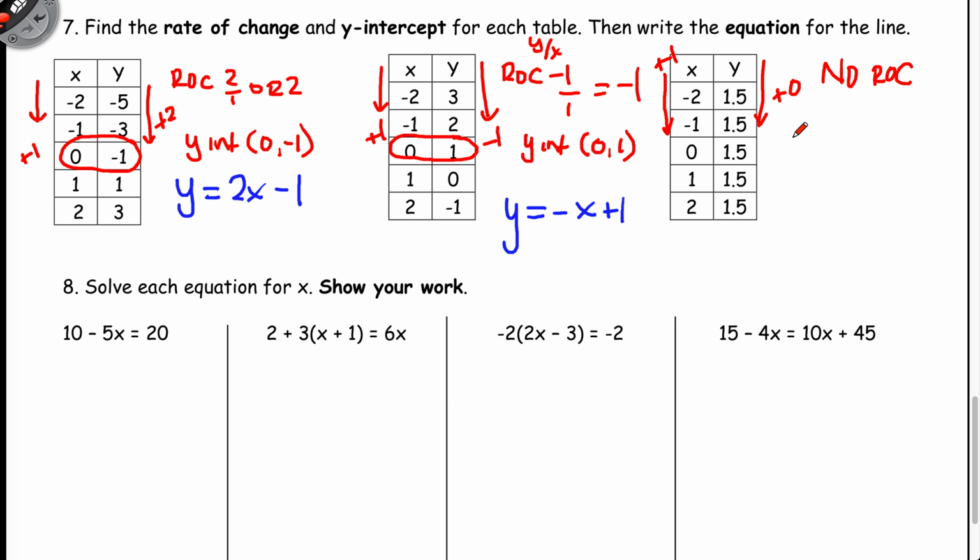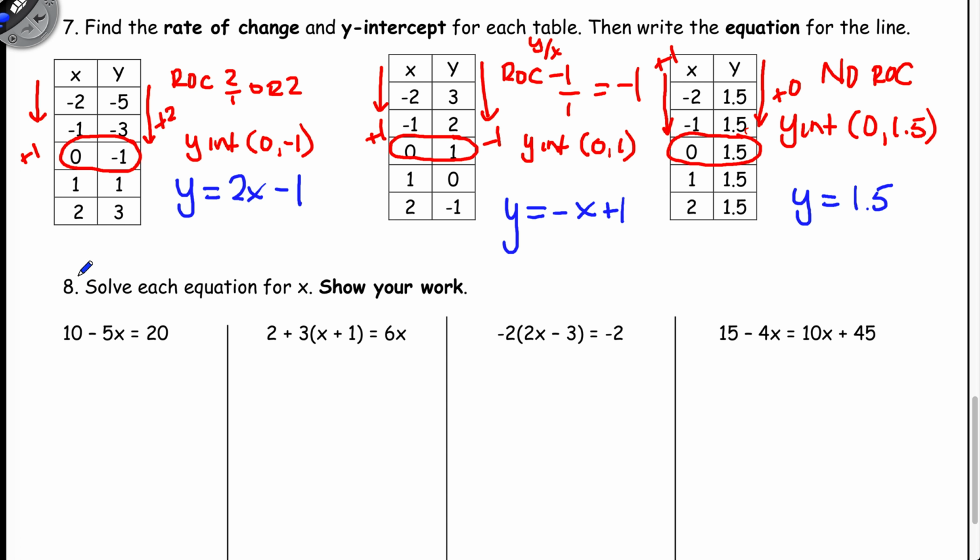So when you go to write your equation, my y-intercept is right there. So y-intercept is going to be 0, 1.5. So when you go to write your equation, it's just y equals 1.5.